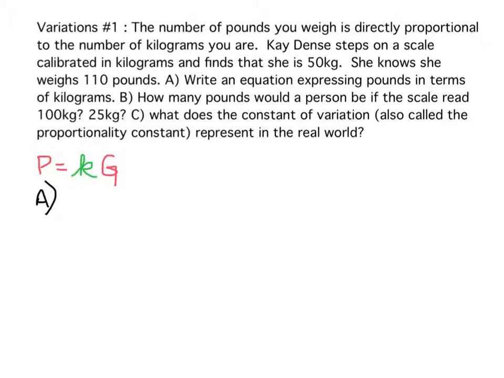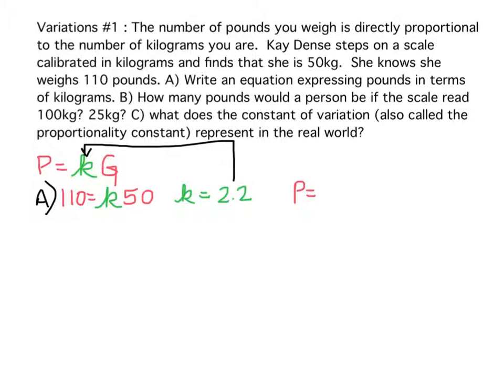So I know that she has a relationship. I don't know what K is, but we know the relationship between pounds and kilograms. So if I were to solve this for K, I would divide by 50 and get 2.2 would be the constant of variation. So now I'm not done. I need to put it back into this equation. So I'm going to take K and put it back into the original. So P equals K times G.